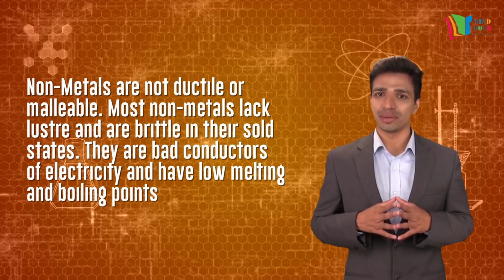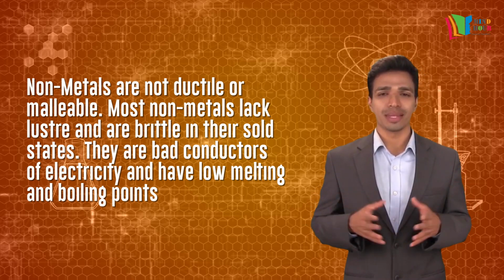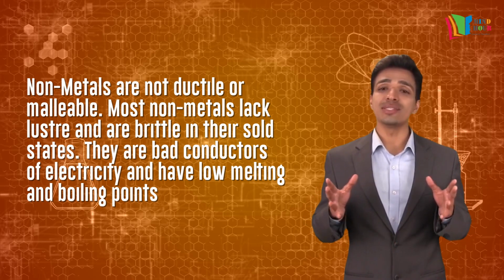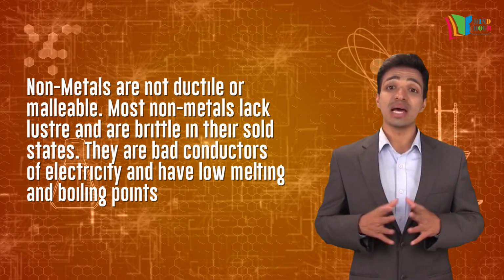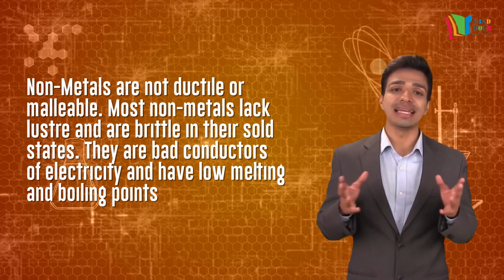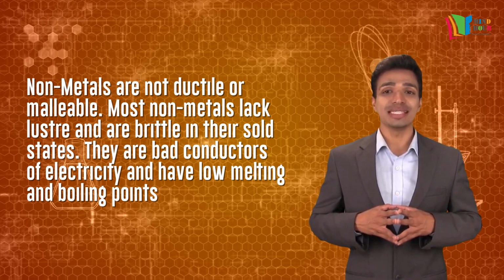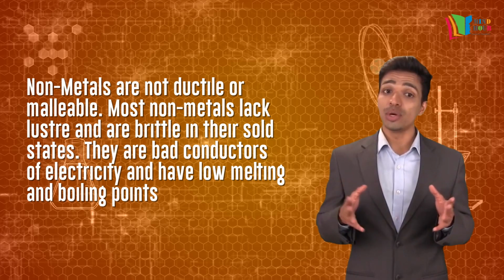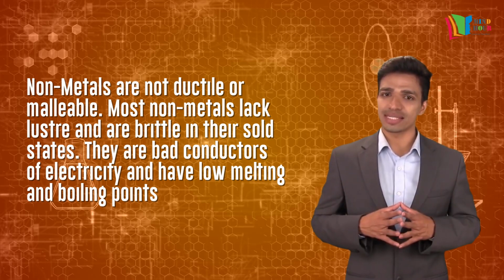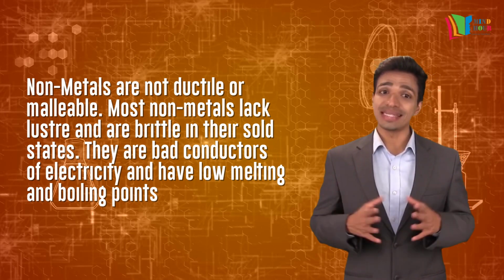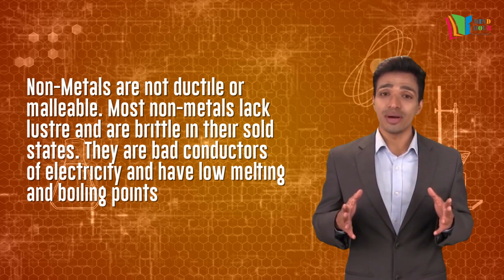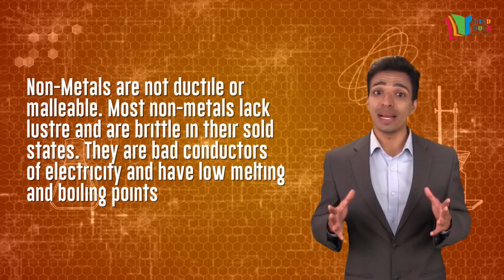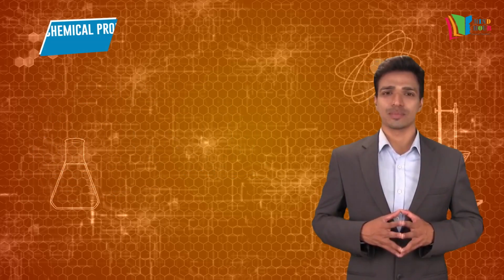Exception is diamond, a form of carbon. Diamond is one of the strongest known substances. Nonmetals are bad conductors of heat and electricity. Exception is graphite, a form of carbon which is a good conductor of electricity. Nonmetals have low melting points and boiling points. Sulfur and phosphorus have low melting and boiling points.